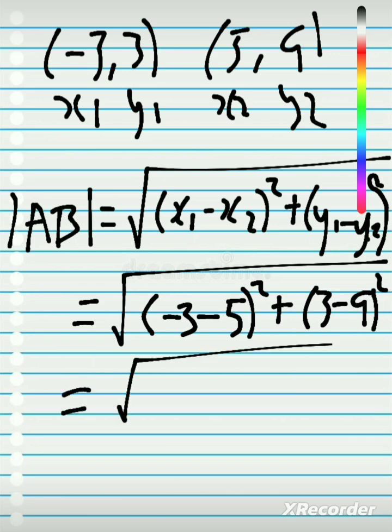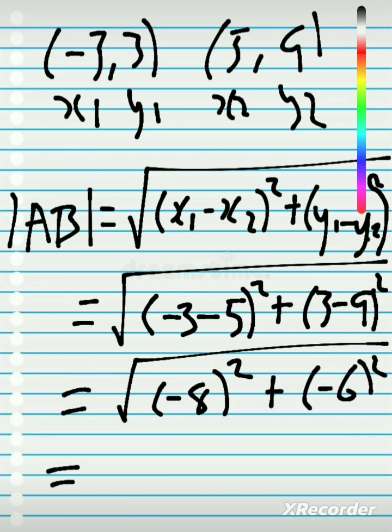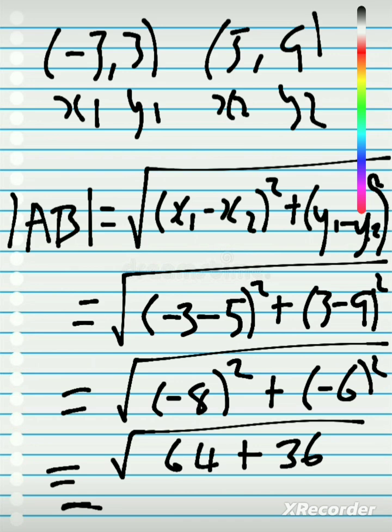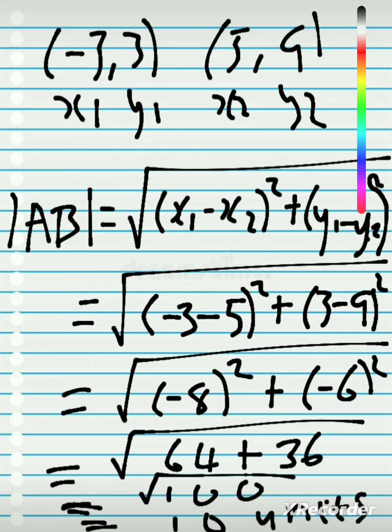Okay, so it's going to be the square root of -3 minus 5 is -8 squared, plus 3 minus 9, -6 squared. So it's going to be equal to -8 squared, 64, plus -6 squared, 36, equals the square root of 100. What's the square root of 100? It's 10. Don't forget to put the word units.